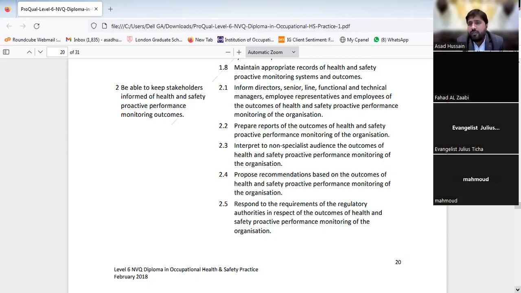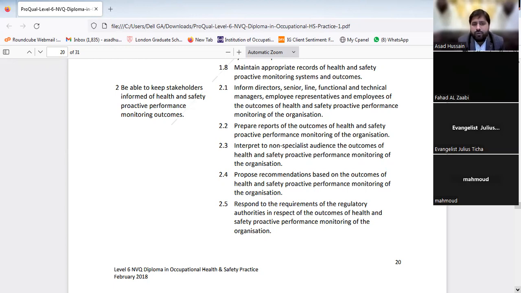So what will be the means that can be considered as evidence? You can use as evidence if you are conducting committee meetings, presentations, online notification software, monitoring reports with remedial actions included, and emails. Such things, with the help of which you are interpreting or giving information to a non-specialist audience. You can use those as evidence here.